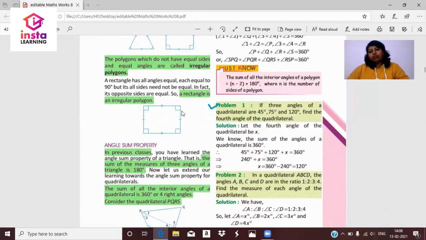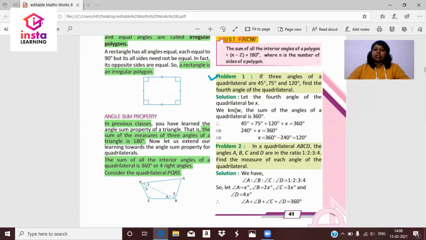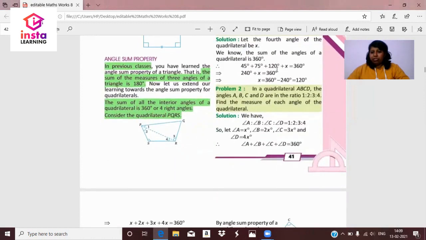Let's do one problem based on the angle sum property of the quadrilateral. This is the problem. If three angles of a quadrilateral are 45 degree, 75 degree and 120 degree, find the fourth angle of the quadrilateral. So let the fourth angle of the quadrilateral be x. And as we know from the angle sum property, sum of all the four angles is equal to 360 degree. 45 degree plus 75 degree plus 120 degree plus x is equal to 360 degree. Sum of all three numbers is equal to 240 degree. So 240 degree we will take to the RHS, and its sign will also change. So what will we get? X is equal to 120 degree. Clear?